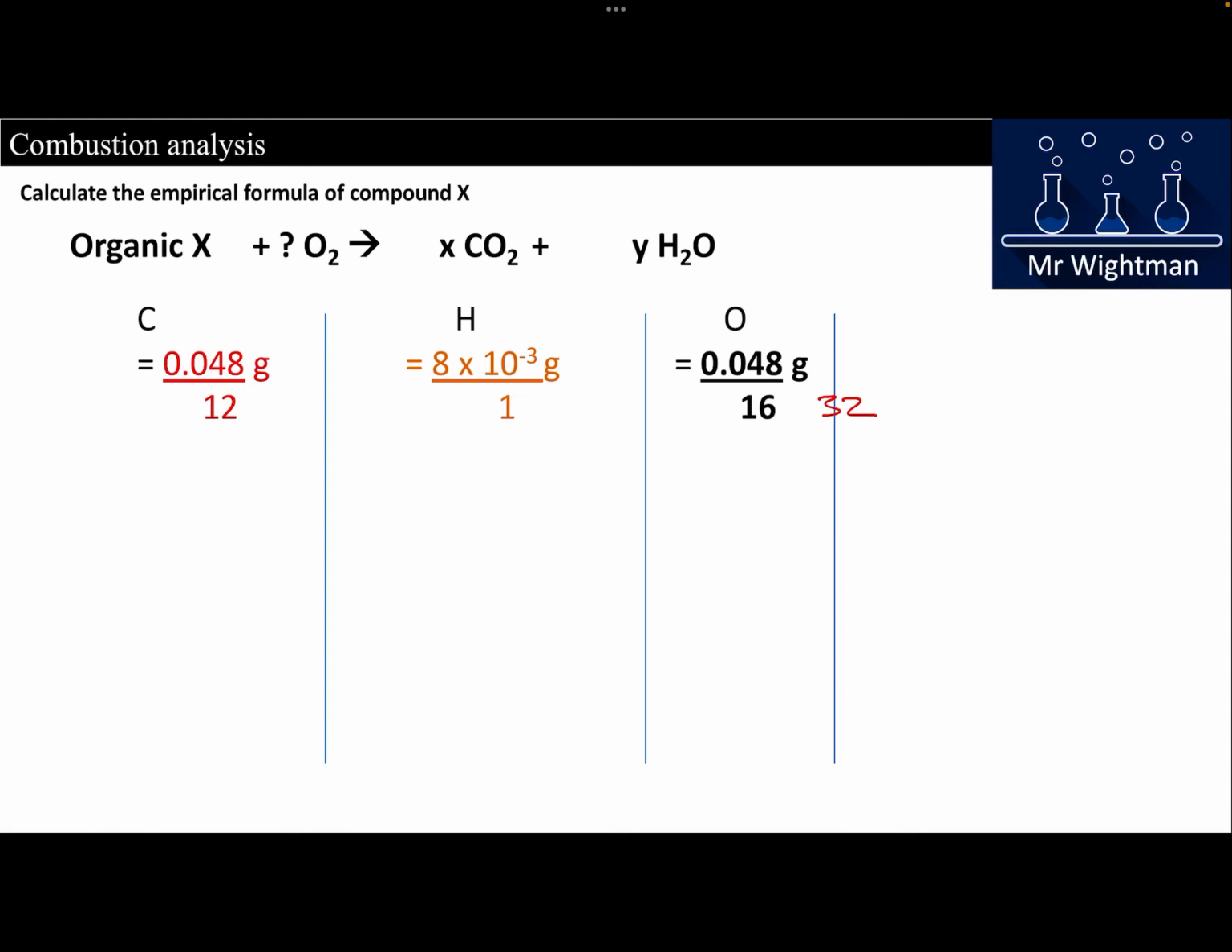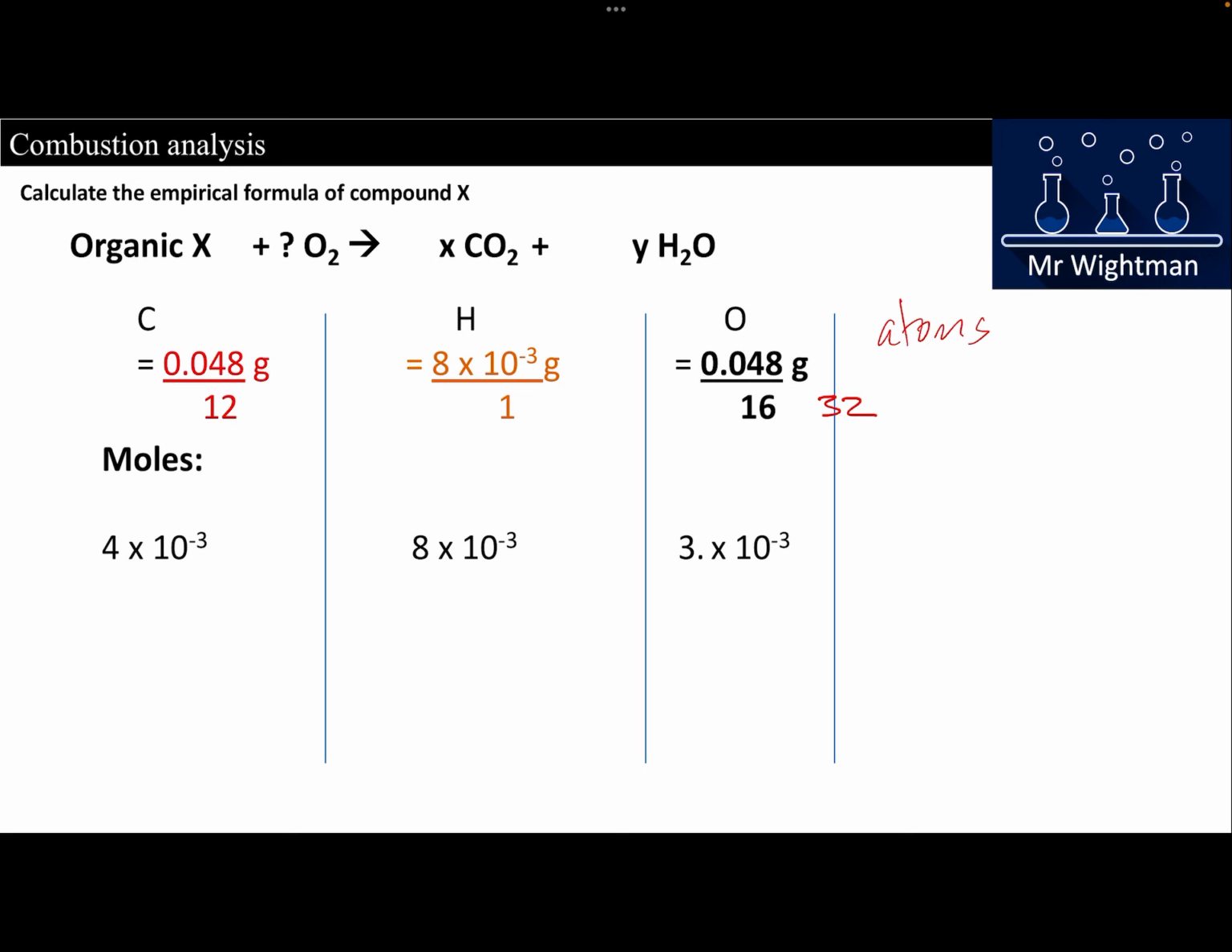That is what it is when it's existing in standard conditions, or just as a molecule of oxygen. But we're not trying to work that out. We're trying to work out oxygen atoms, because we don't know what the ratio is within our organic compound X. So we're always trying to work out the atoms, the moles of atoms, not the molecules. So hydrogen again would be 1, not 2. So carbon 0.048 over 12, hydrogen 8 times 10 to the minus 3 over 1, and oxygen 0.048 over 16. That gives us those values for the moles of each.